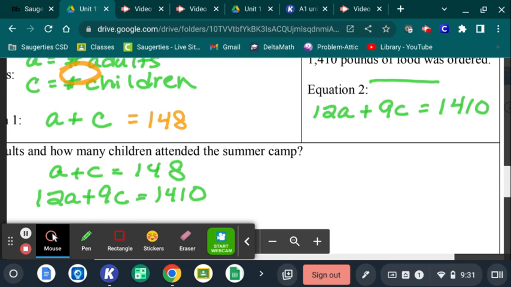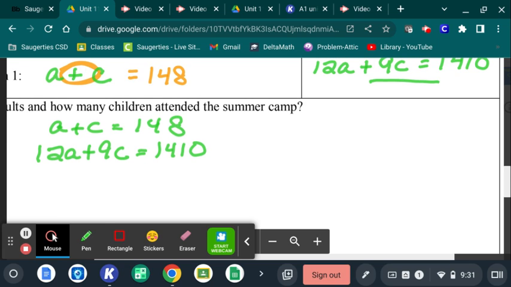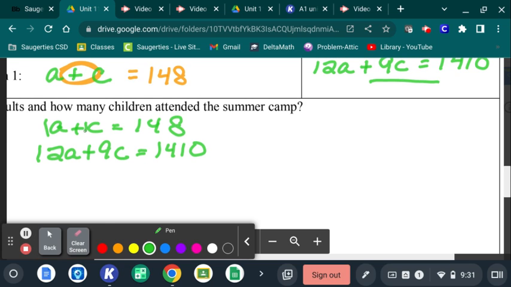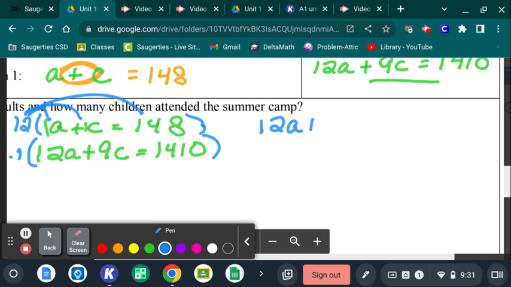So our A's and our C's are lined up nicely. And remember, these are invisible ones. So what I'm going to do to get rid of my A, because that's my first letter, multiply the top by 12, the bottom by a 1. They're both positive, so I'm just going to make that bottom one negative. Now I carefully distribute 12A.